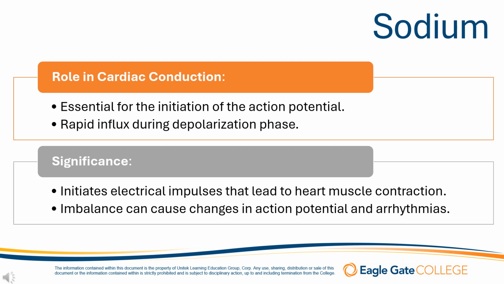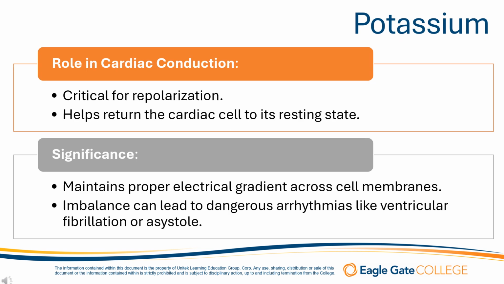Even small deviations from the normal range can have profound effects on heart function. Healthcare providers must be vigilant in assessing electrolyte levels and intervening appropriately to maintain normal cardiac conduction. Potassium is another essential electrolyte that plays a pivotal role in cardiac conduction. Its function is critical for the heart's electrical stability and the overall rhythm of heartbeats.